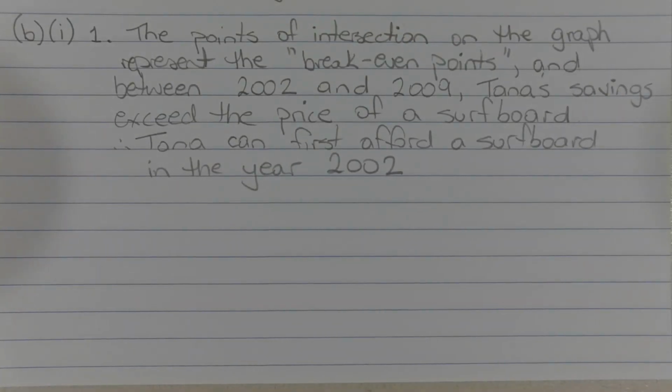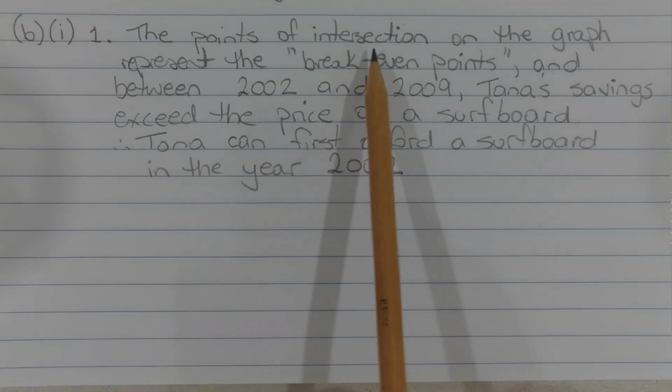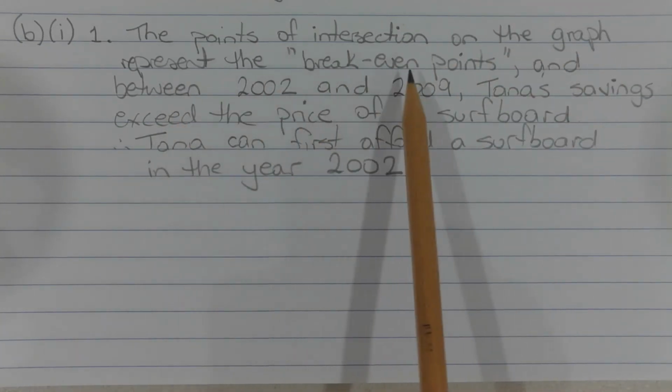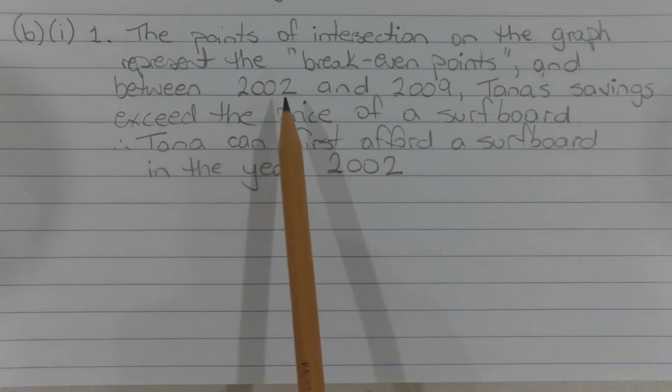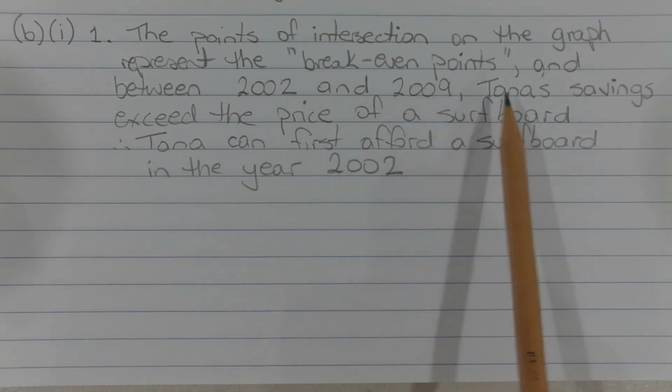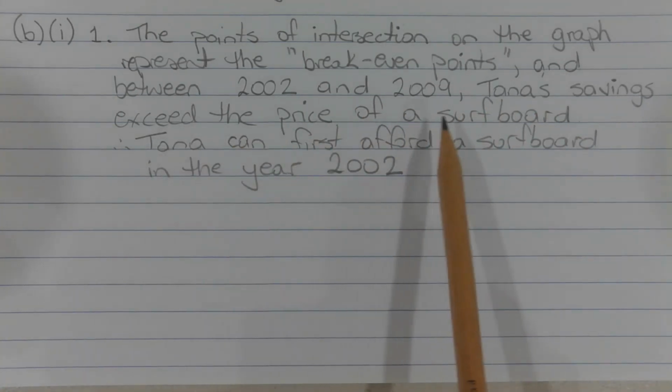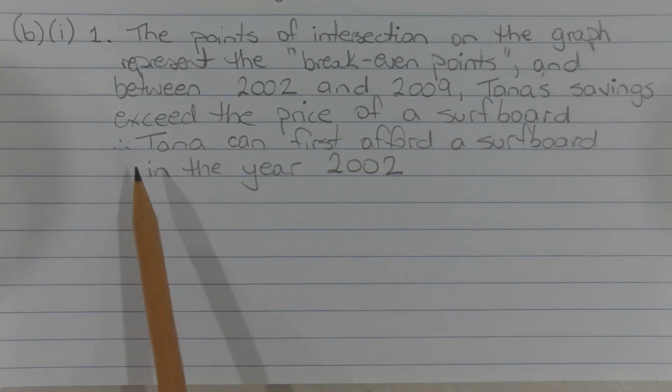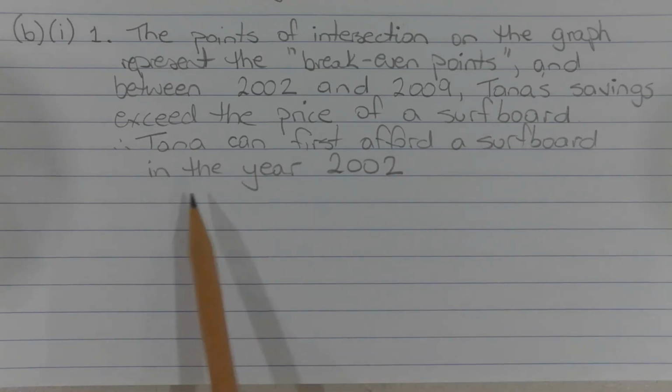So in terms of an explanation, the points of intersection on the graph represent the break-even points, and between 2002 and 2009, Tana's savings exceed the price of a surfboard. Therefore, Tana can first afford a surfboard in the year 2002.